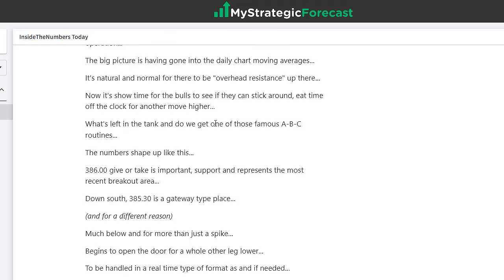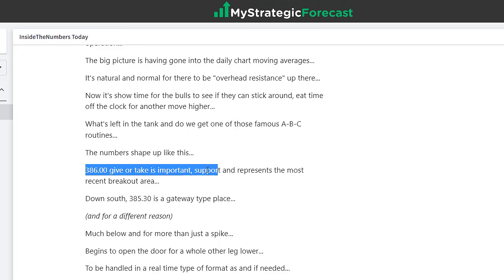We could be seeing the potential of one of our ABC routines. An A leg up, that would be the most recent rally, a B leg down, which we're presently in, and one more leg up, which would complete above the high of the A leg. We don't know that is what's going on, but that could be what's going on. It's an option.